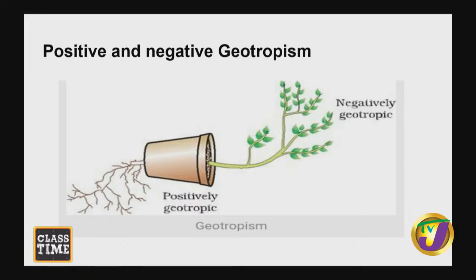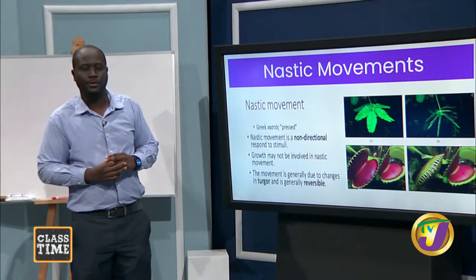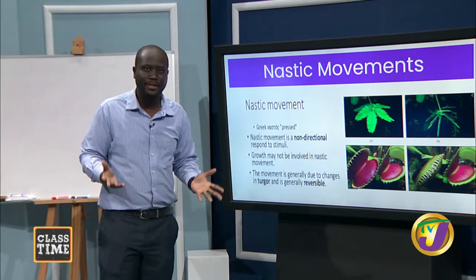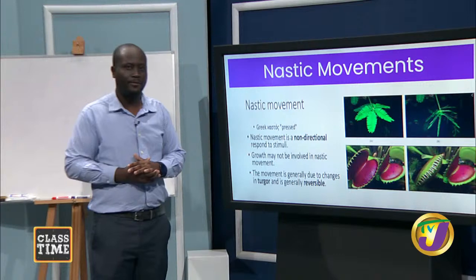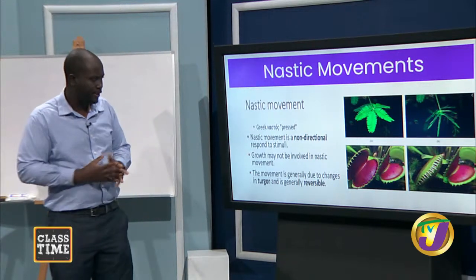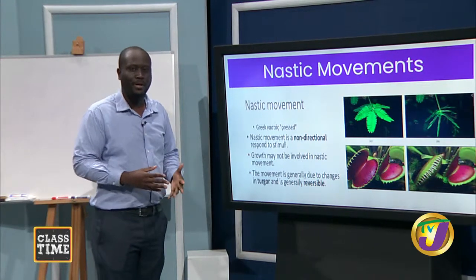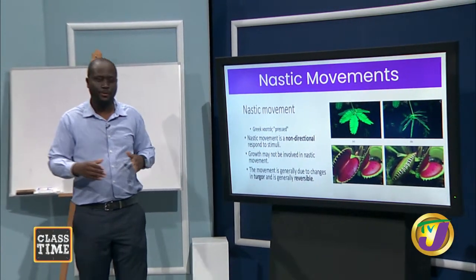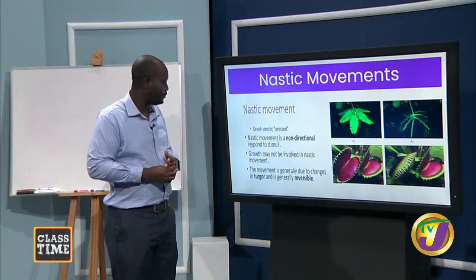And what do you think is the benefit of this? Why is it that the stem always grows up and the roots grow down? Simple. The stem needs to grow up because the stems have the leaves and the leaves need light for photosynthesis for the plant to make its food. And roots will always need to grow down because, as you know, the roots need to go where water is, and take up minerals for the plant.